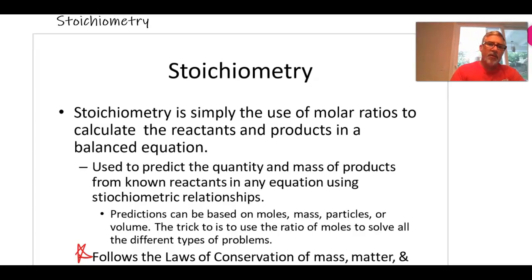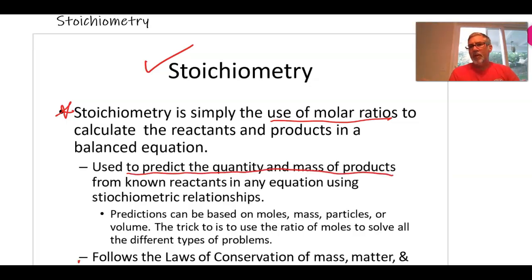All right, today I'm going to talk to you a bit about stoichiometry. So, stoichiometry is the use of molar ratios to predict the quantity and mass of products. I'll put both those together.